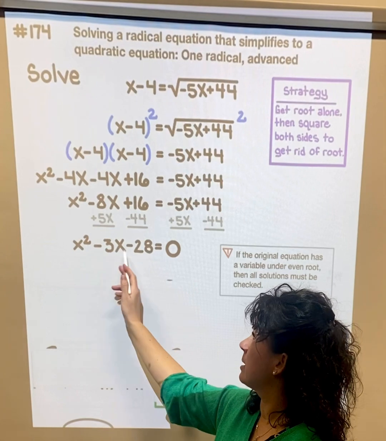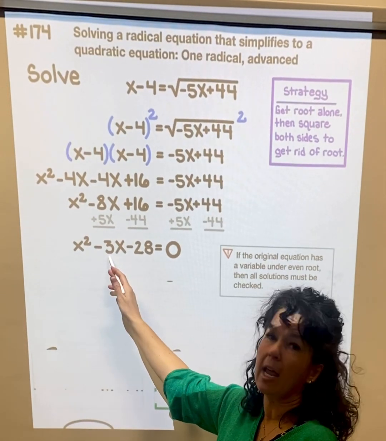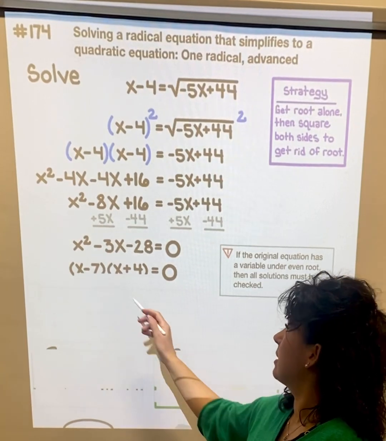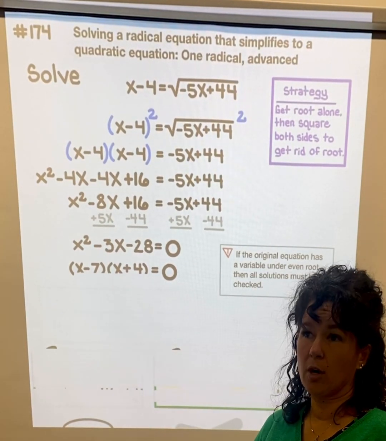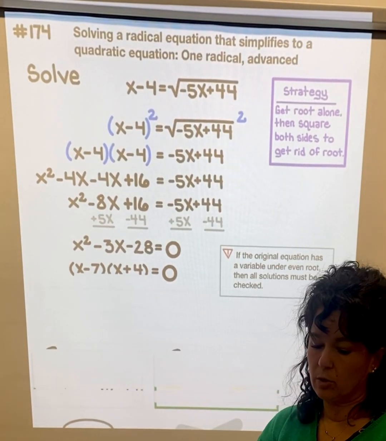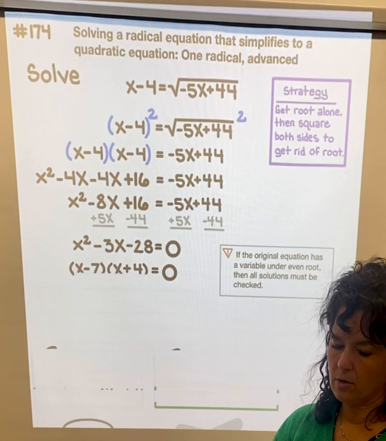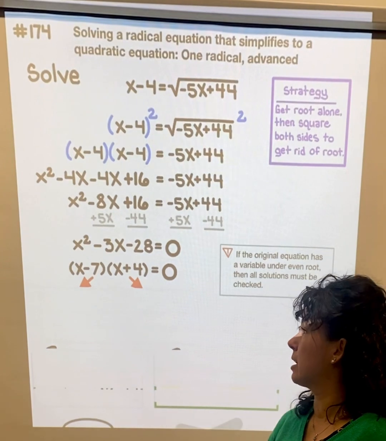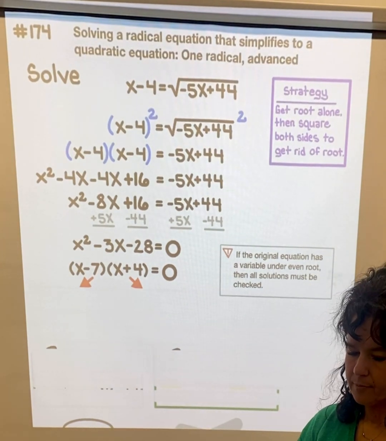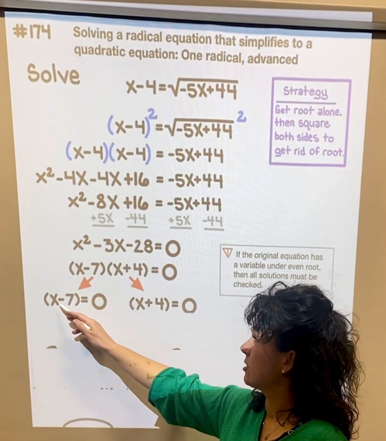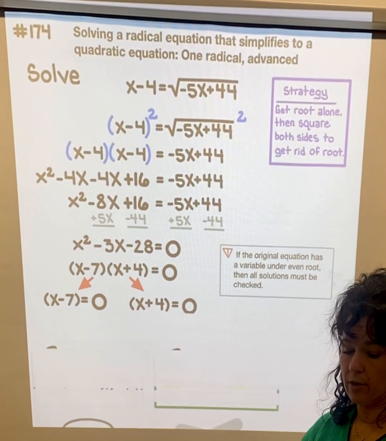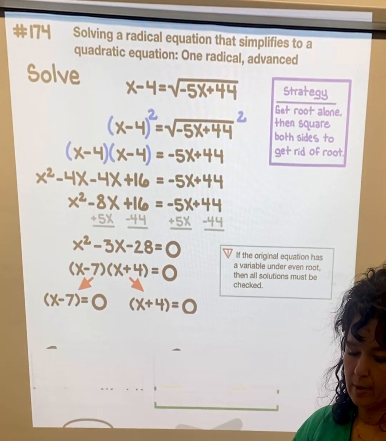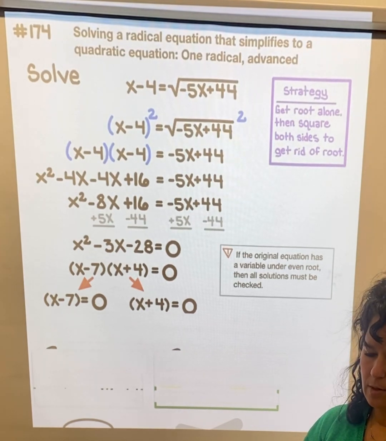Thinking of two numbers that multiply together to get negative 28 and add up to negative 3. And that's going to be negative 7 and positive 4. Then set each piece equal to 0, because when two things multiply together to get 0, one of them is going to be 0. And when I solve x minus 7 equals 0, I'm going to get 7. And when I solve x plus 4 equals 0, I'm going to get negative 4.